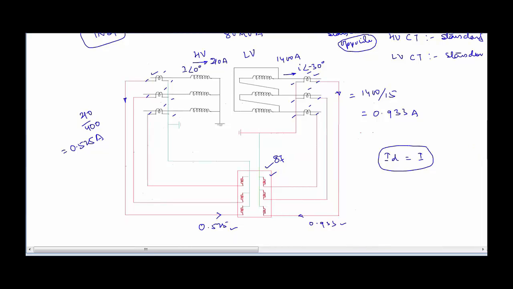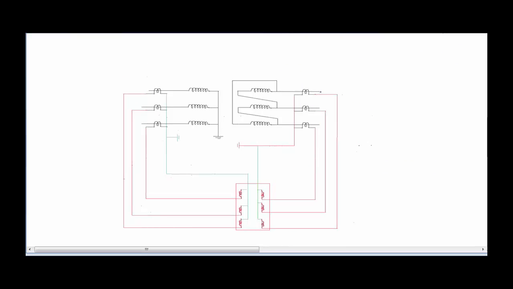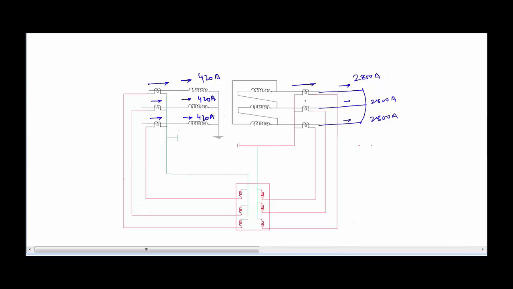Taking an example of a through fault, let us assume that there is a dead short circuit at this point, and the current it is drawing is, let's say, 2800 amperes. So the LV side of the transformer is drawing a current of 2800 amperes. It's obvious that the HV side will be drawing a current of 420 amperes. So 420 amperes will be flowing in all the three phases, and the direction of current flow will be something like this, and here it will be flowing in this way.